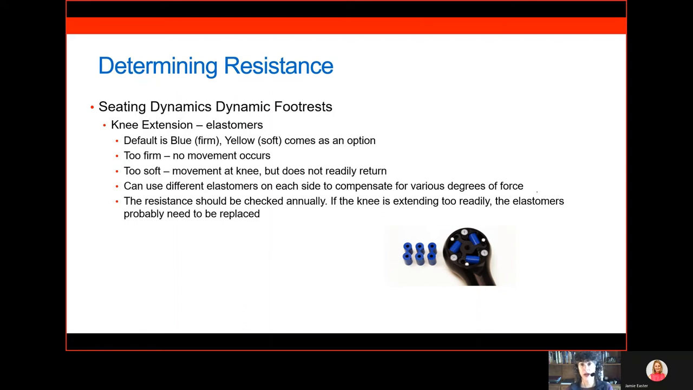I am surprised how many clients I work with who have been constantly moving their foot plates out of position or actually breaking their footrest hangers who simply don't need a great deal of resistance in this telescoping or extension movement. Some of them do, but I have clients who absolutely have spent years standing on their foot plates and do not always need a lot of resistance here because we're simply taking away that leverage and they just can't extend against a moving target. The resistance should be checked periodically because if the knee starts extending too readily, it might simply mean that the elastomers need to be replaced.